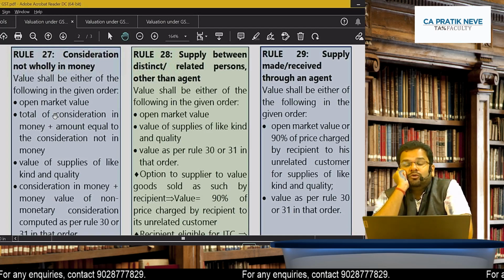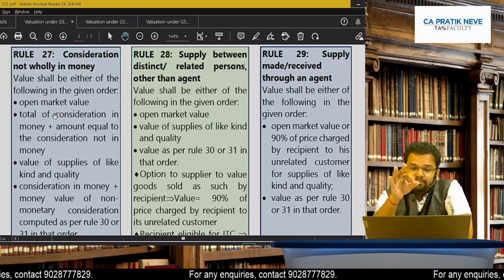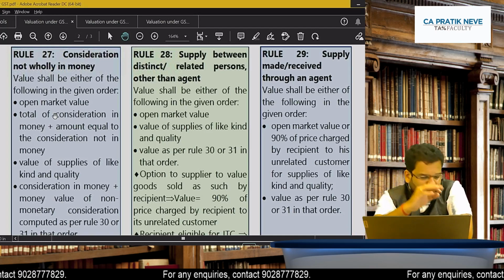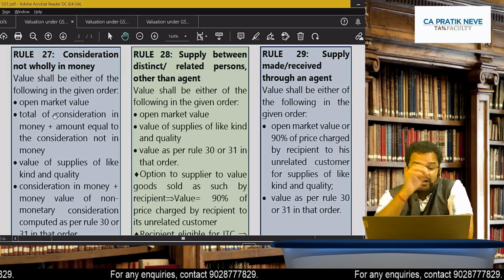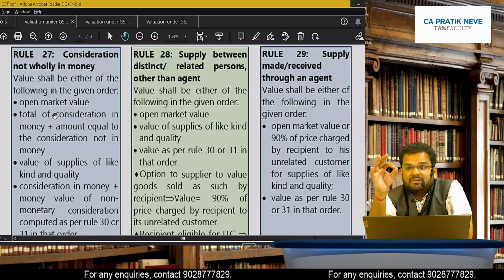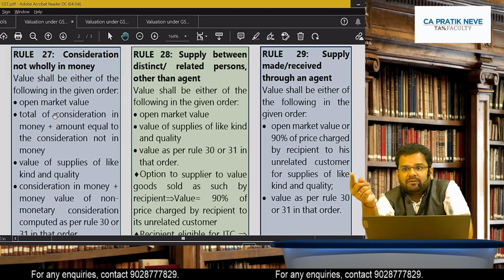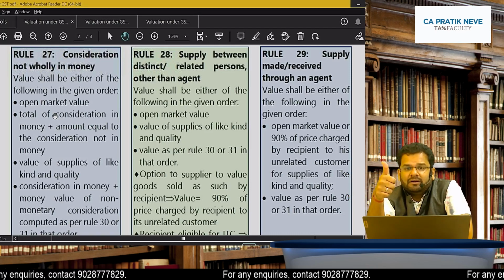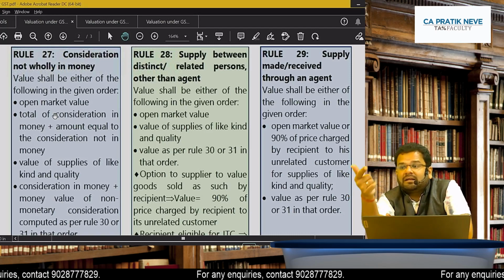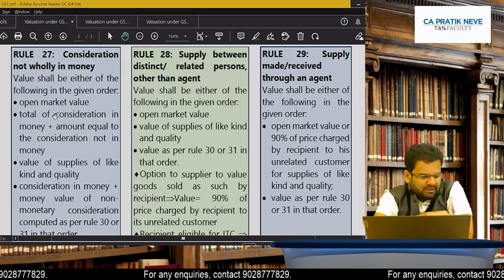Open market value means the iPhone 13's price as on that date. Not even fair market value: at what price such goods are being sold to other buyers, and those other buyers are unrelated, and in that case price is the sole consideration. Did you understand what I am saying?